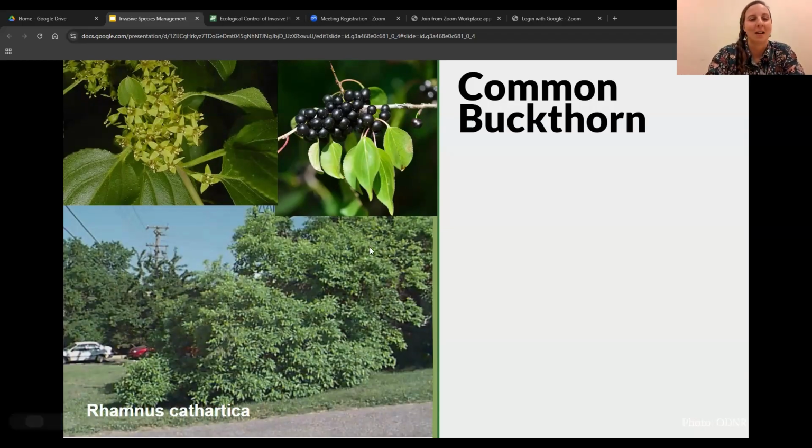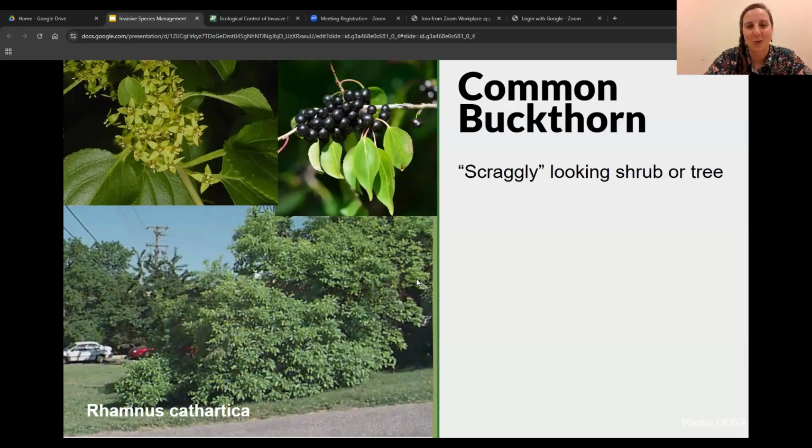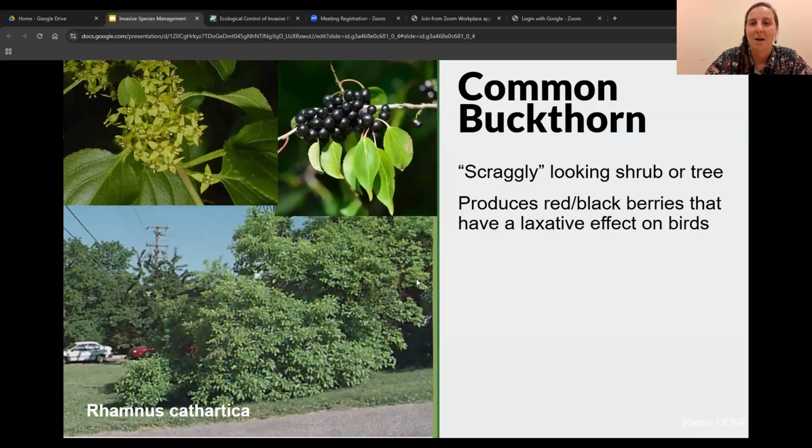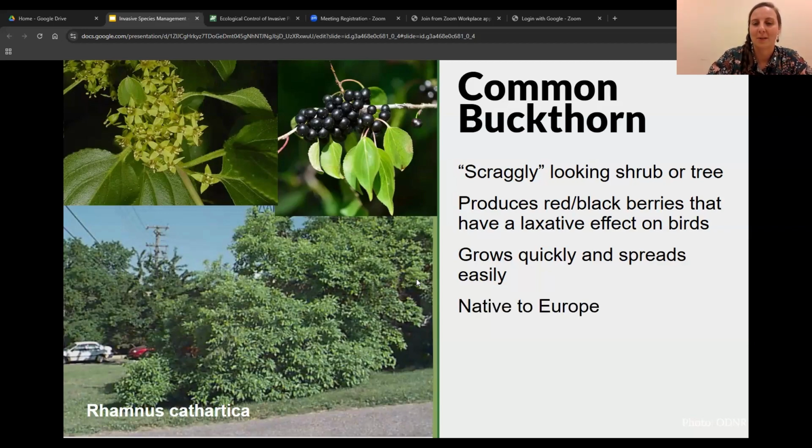We'll talk about it. So here's common buckthorn. This is one that we pull out all the time. Oh, I shouldn't say that. Let's see if it's invasive. Okay, so it's a scraggly looking shrub or tree. If you see that bottom picture, they grow erratically, the way I see it. The berries are red early and black later, and they have a laxative effect on birds. It grows quickly and spreads easily. Those birds eat those berries and poop them out, and then the seeds grow. New ones everywhere. It's native to Europe.